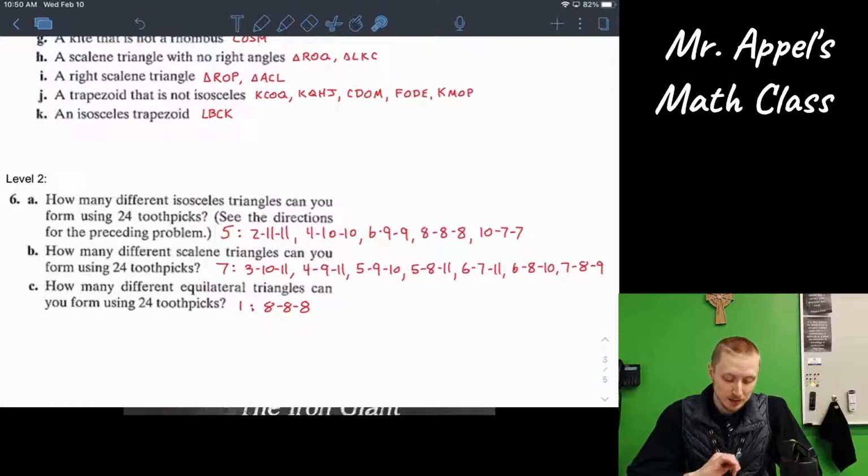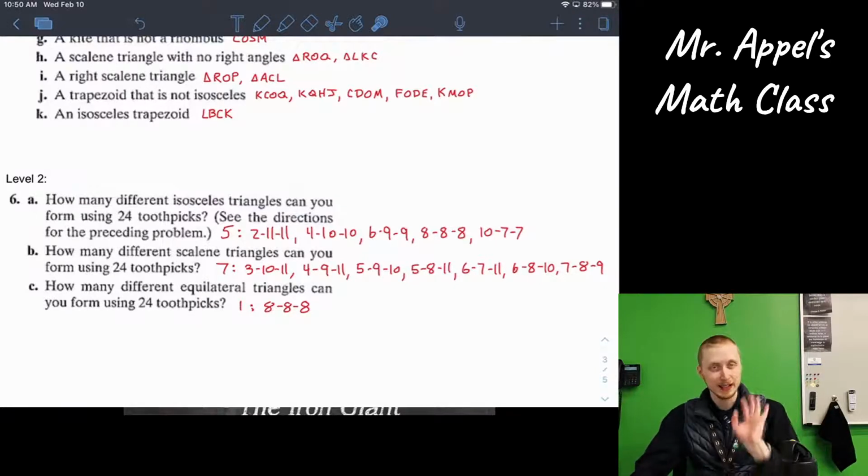And 24 is divisible by 3, so we can finally get an equilateral triangle. Notice that this does show up as an isosceles. Okay, if you only had 4 isosceles, it's very likely you probably missed that one. Every equilateral triangle is also isosceles.